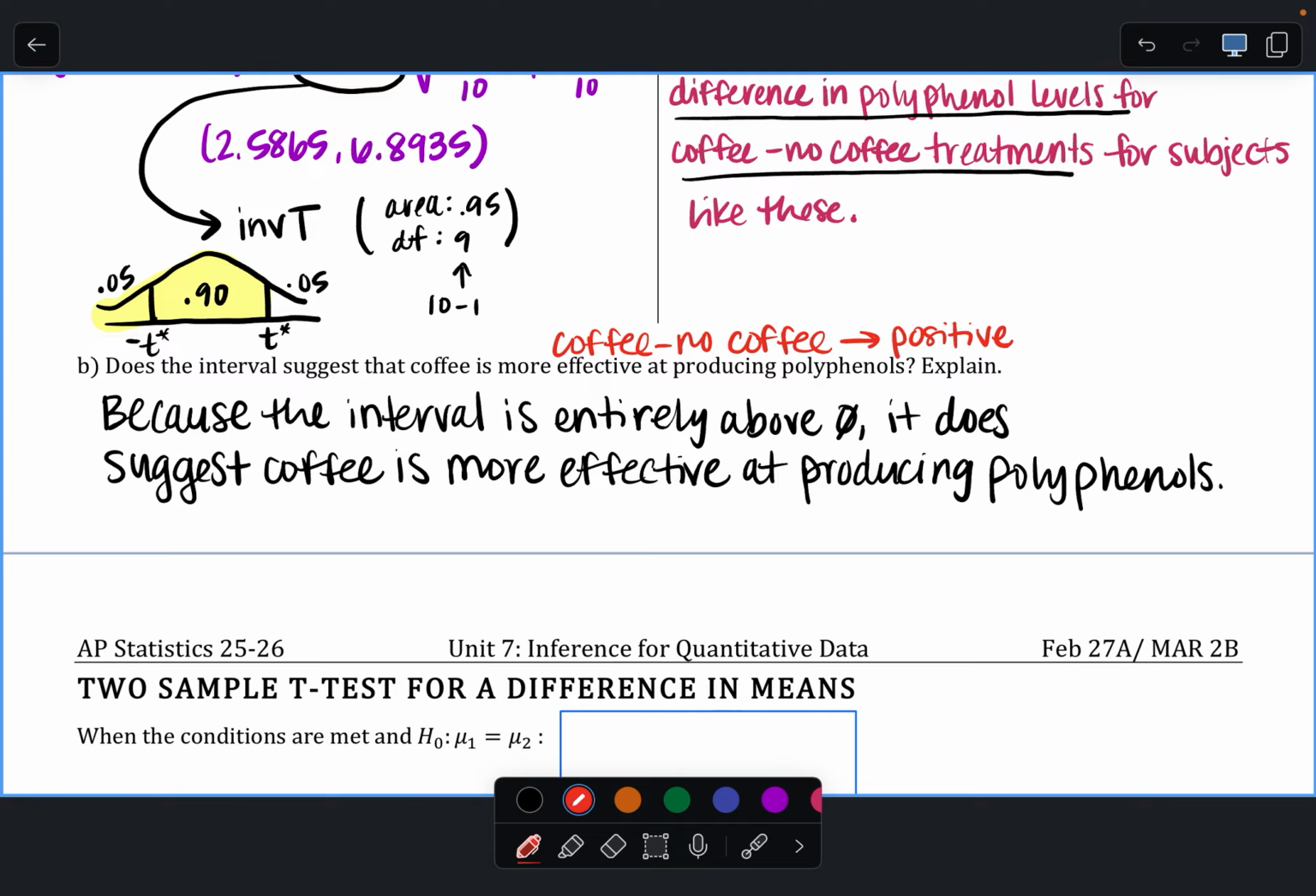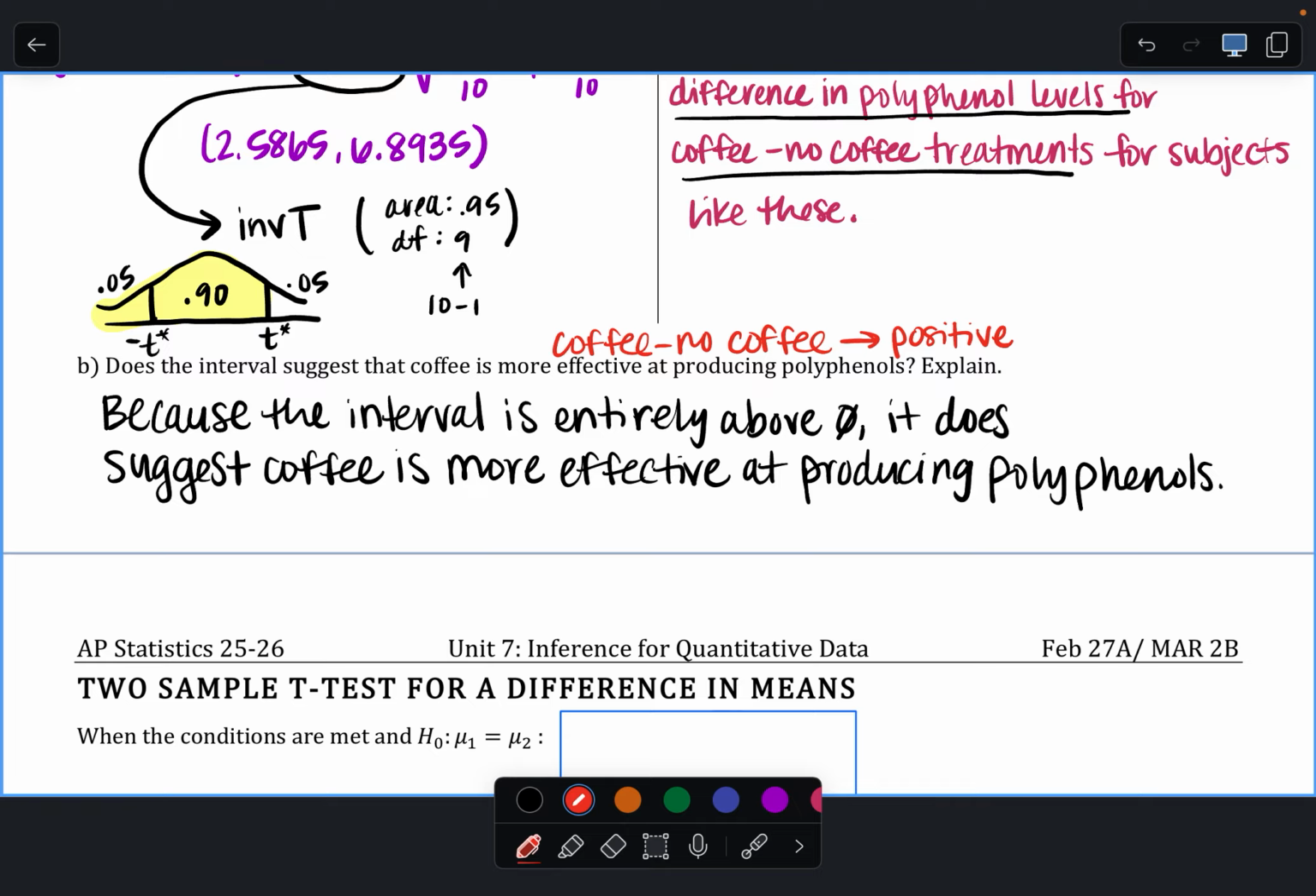If I even had one negative number, if I had one difference where it was just like negative 0.00001, one time, it would say, because the interval is all of the possible values, it is possible that it's not better. So that would be something where I would say there is not evidence. But because the interval is entirely above 0, meaning it does not contain 0, it suggests coffee is more effective.